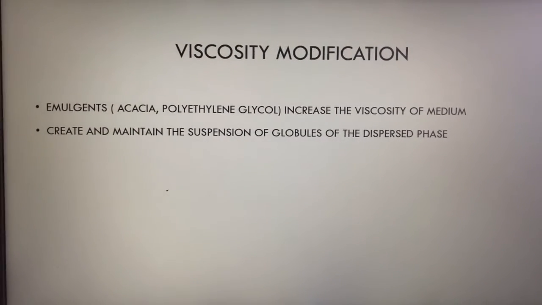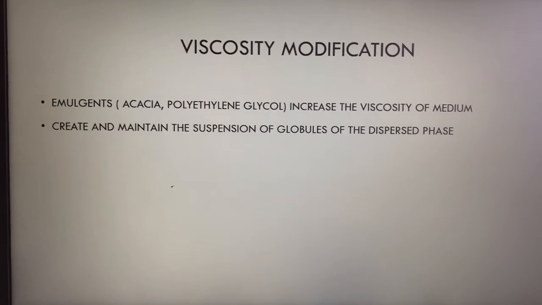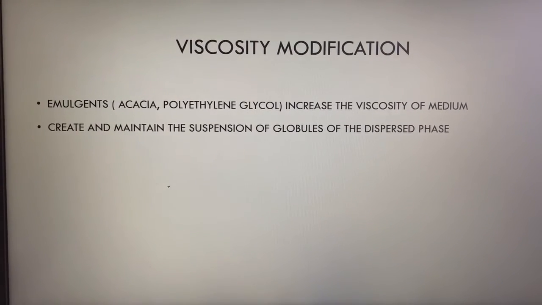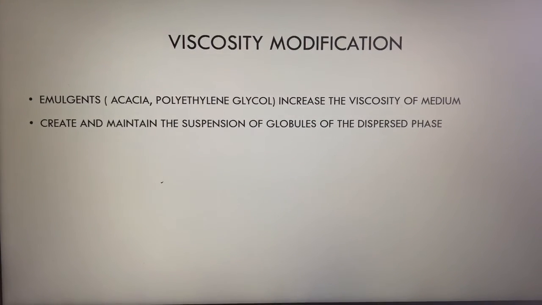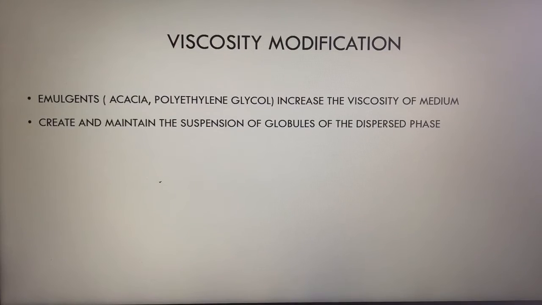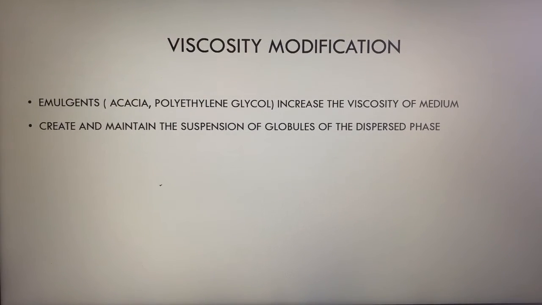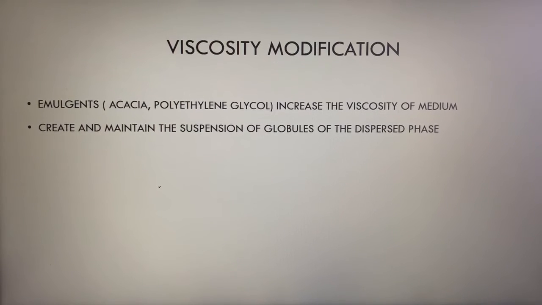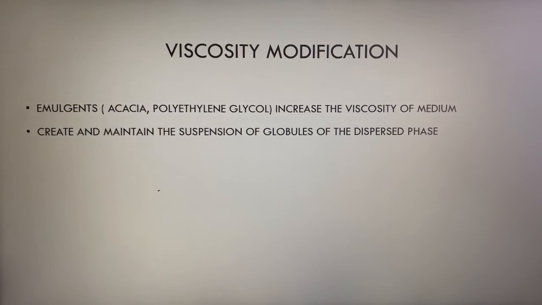The second mechanism of emulsification is viscosity modification. In viscosity modification, certain agents such as acacia and polyethylene glycol will increase the viscosity of the medium. This helps to create and maintain the suspension of globules of the dispersed phase in the medium.